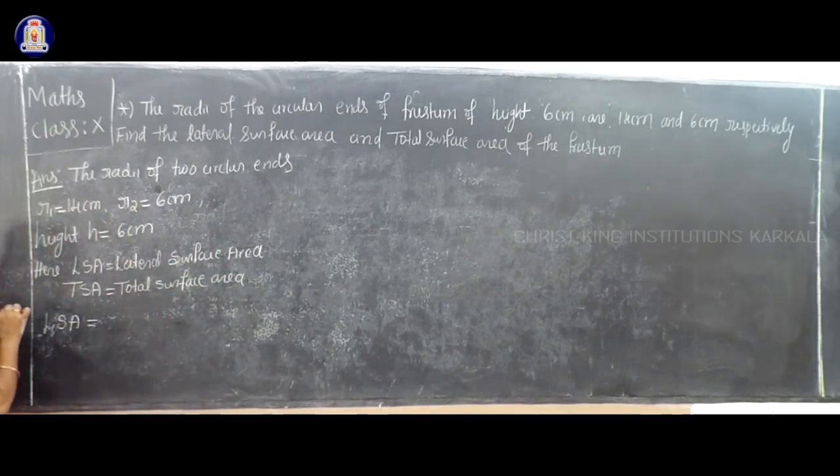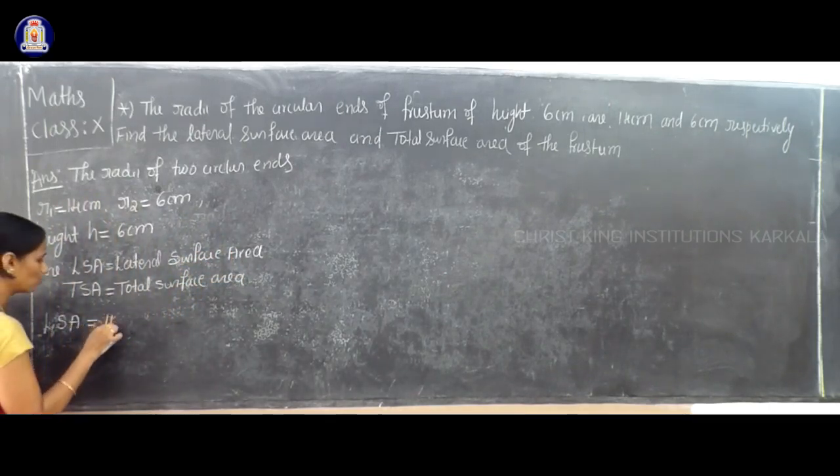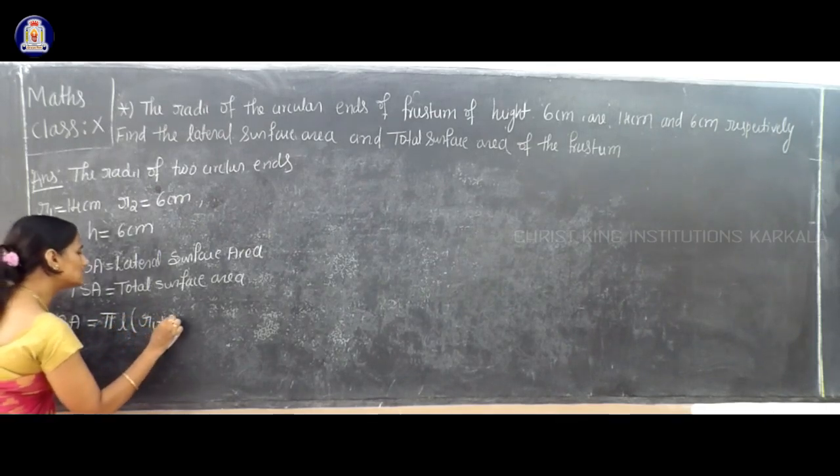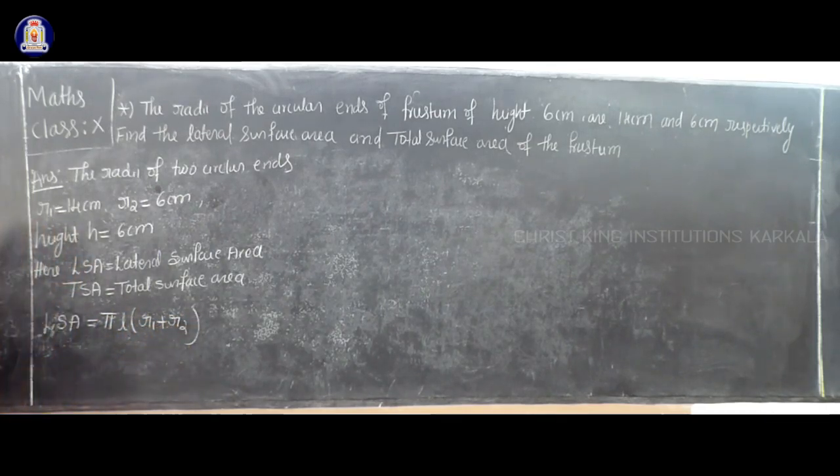So what is your formula? Lateral surface area is equal to pi L (R1 plus R2), right? Here pi is what? 22 by 7. L is what? Is the slant height L given? No, it is not given. What are R1 and R2? R1 is 14 centimeter. R2 is 6 centimeter, right?